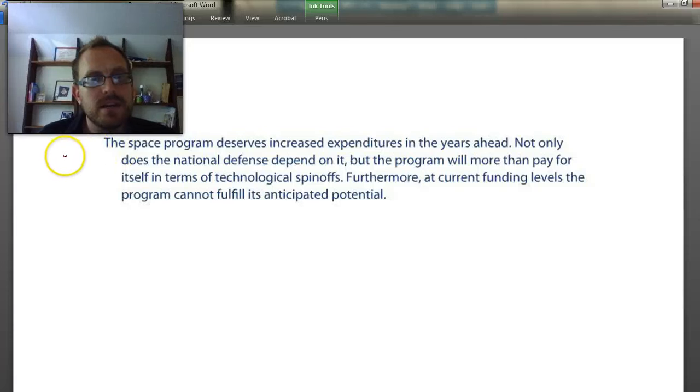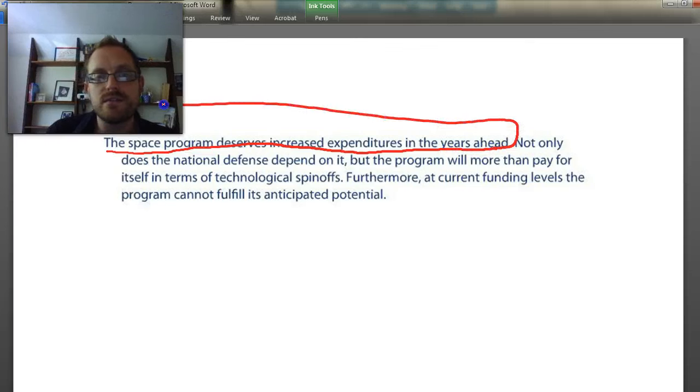Here's another example. The space program deserves increased expenditures in the years ahead. Not only does the national defense depend on it, but the program will more than pay for itself in terms of technological spin-offs. Furthermore, at current funding levels, the program cannot fulfill its anticipated potential. Okay, what's the conclusion? The conclusion, like the other ones we've looked at, sorry, I erased it, is this first statement. The space program deserves increased expenditures in the years ahead. Okay, so this is the conclusion.